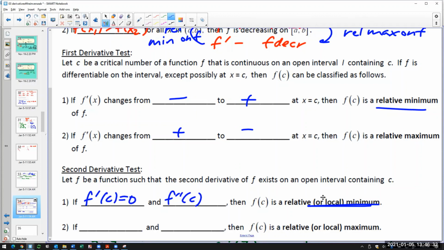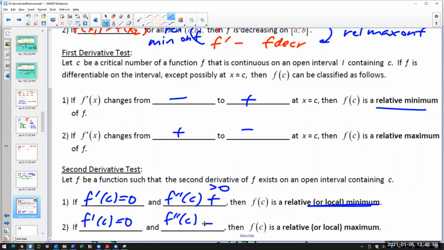Is my second derivative, this is concave up, is my second derivative negative or positive? Concave up, positive, okay? So this is saying if your second derivative is positive, or you can say greater than 0, means the same thing, then you have a relative min, all right? But if your first derivative is 0 and your second derivative is negative, okay, that means I'm concave down.